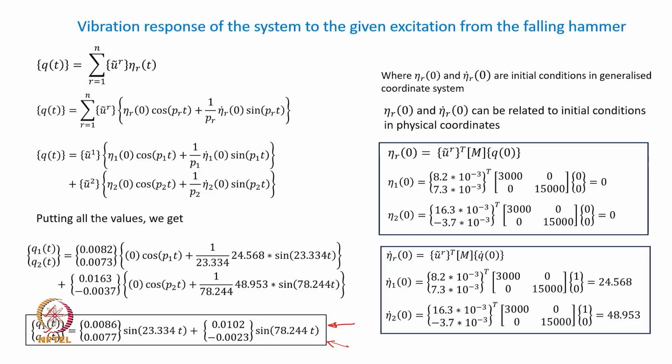The only unknown on the right hand side is time. So, if I take different values of t, basically I am going to get the response of any one of the physical masses. So, q1(t) can be plotted as a function of time, and on similar lines I can plot q2(t) as a function of time.